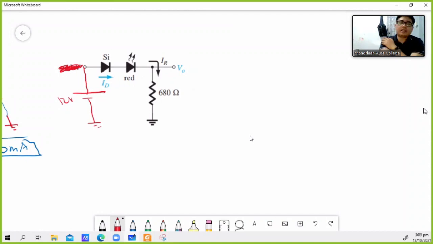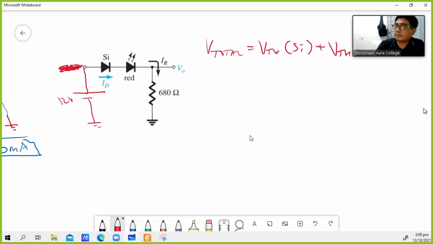Okay. The first thing that we have to do here is to determine the condition of the diodes. Naka-forward ba or naka-reverse bias ba sila? Kung mapapansin natin dito, pareho sila ng orientation. They are pointing to the right and they are in series. So naka-series sila. So what we do with the threshold voltages ng same orientation and naka-series is we add them up. Ina-add natin. So what is the total threshold voltage? The total threshold voltage is the threshold voltage of silicon plus the threshold voltage of the red LED.